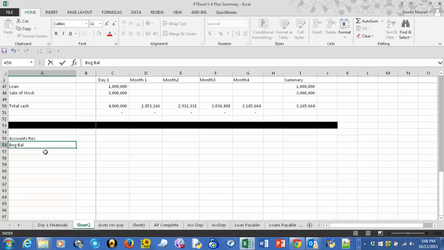The next line is items that make the balance, or the account, get larger. And for accounts receivable, that is sales. The next line will be items that make the balance get smaller, which would be cash collected.